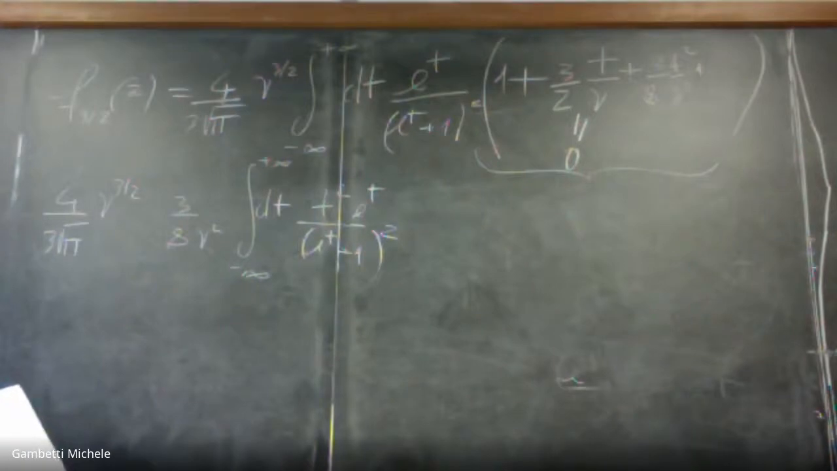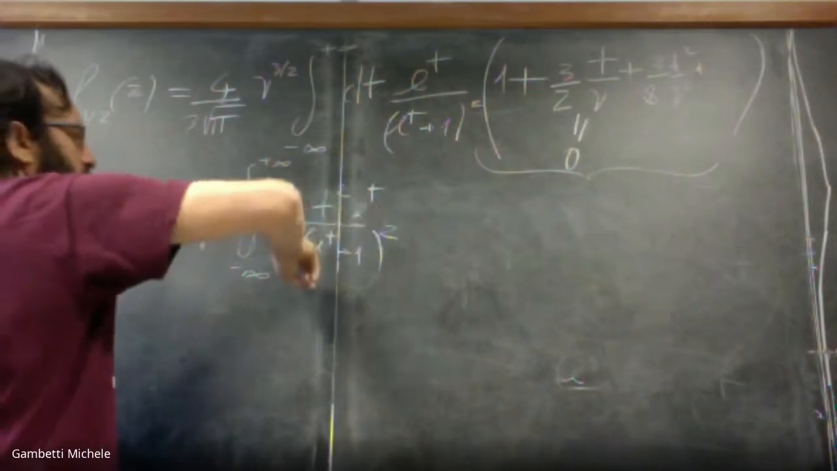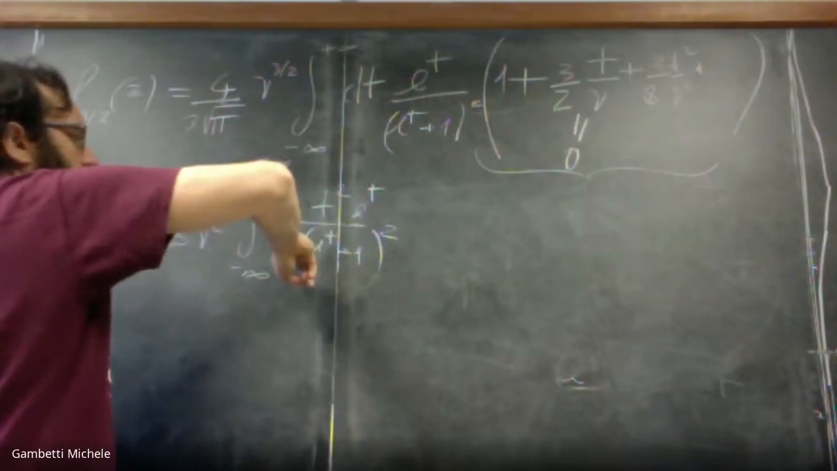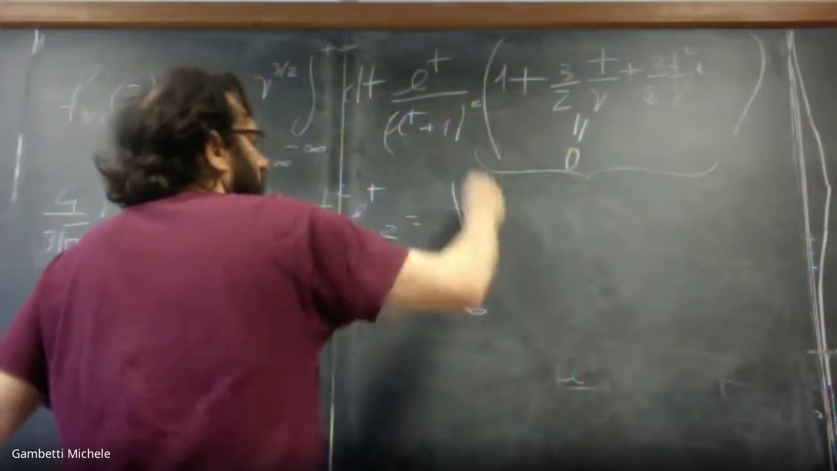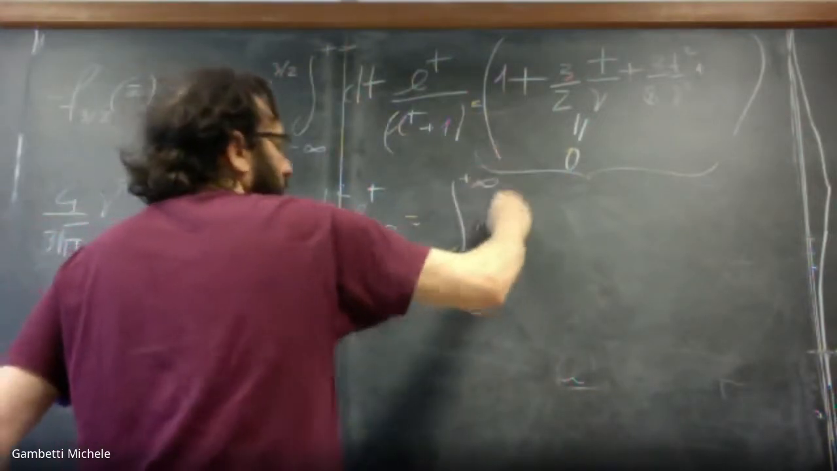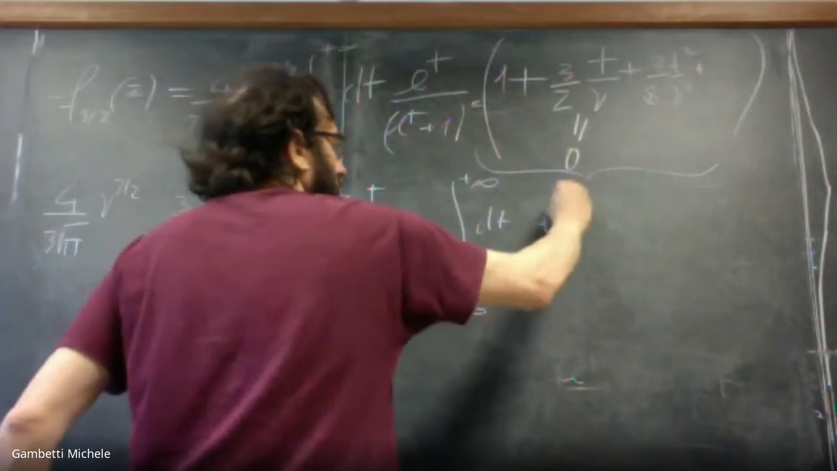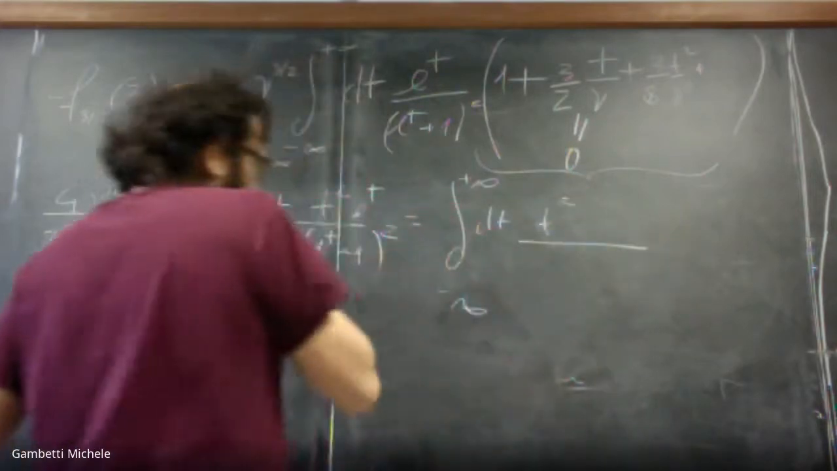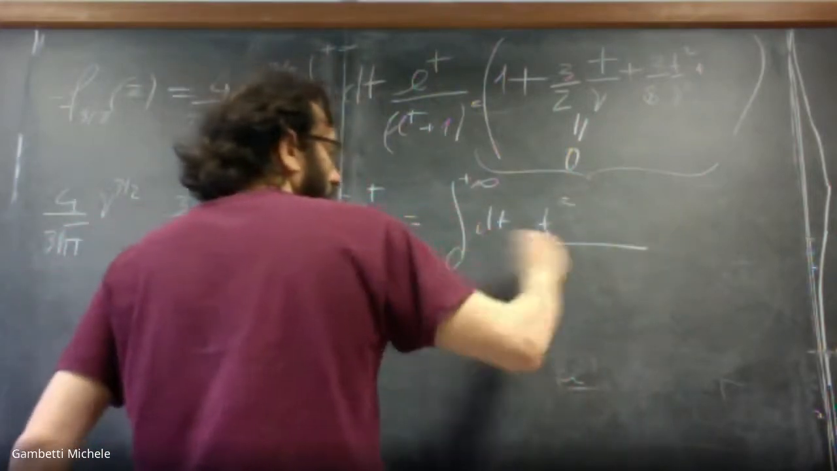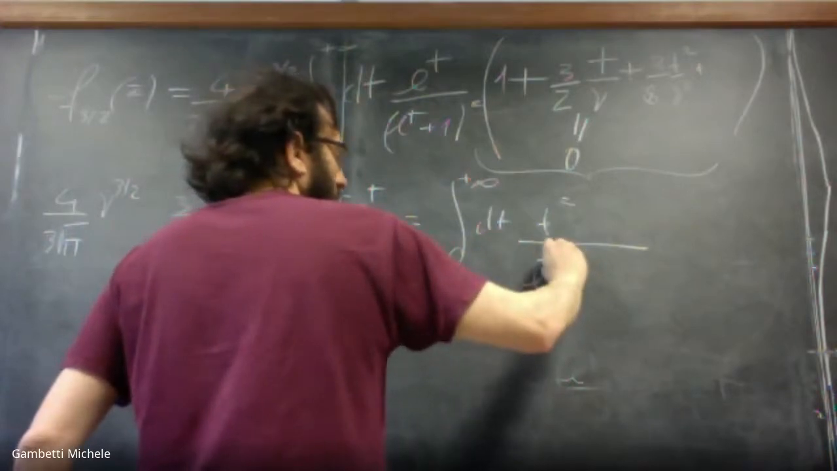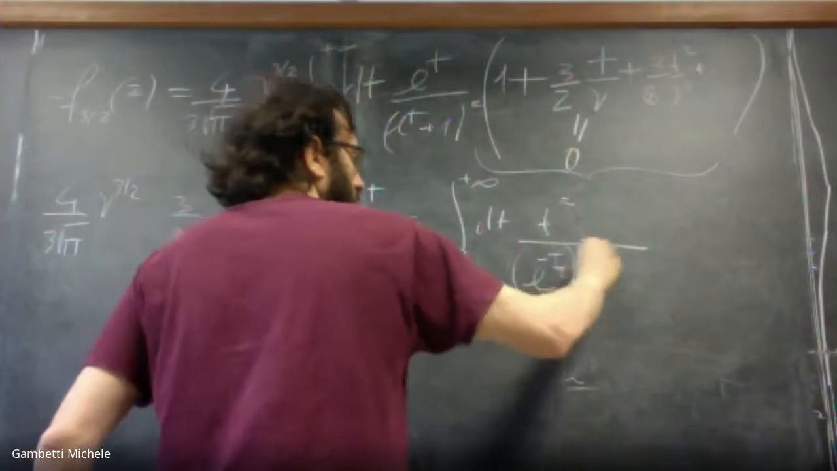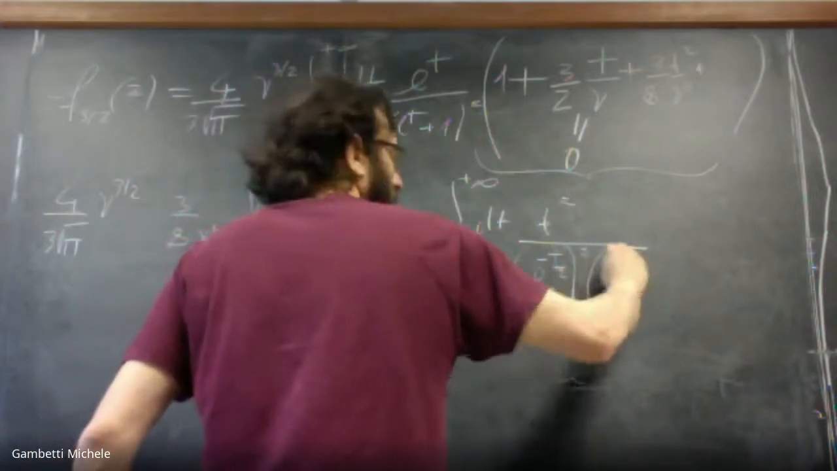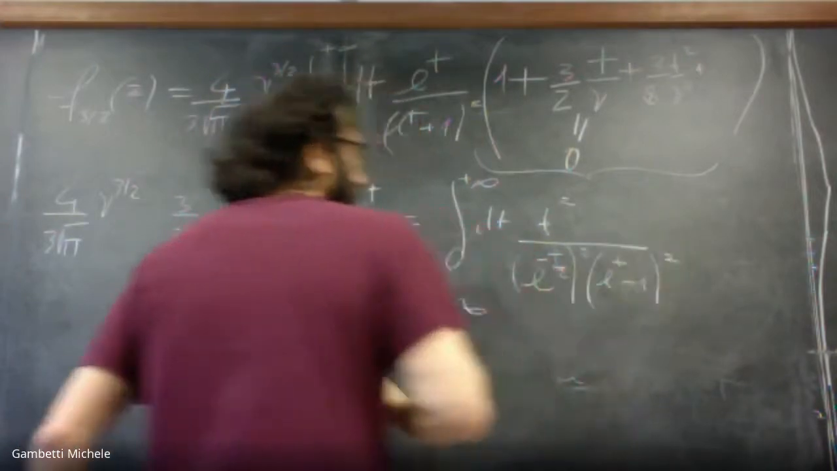Come si faceva questo? Well, the trick is that you put this inside. This can be written as dt t squared, and here I have e to the minus t, which is e to the minus t half squared. Then I have dt plus 1 squared.